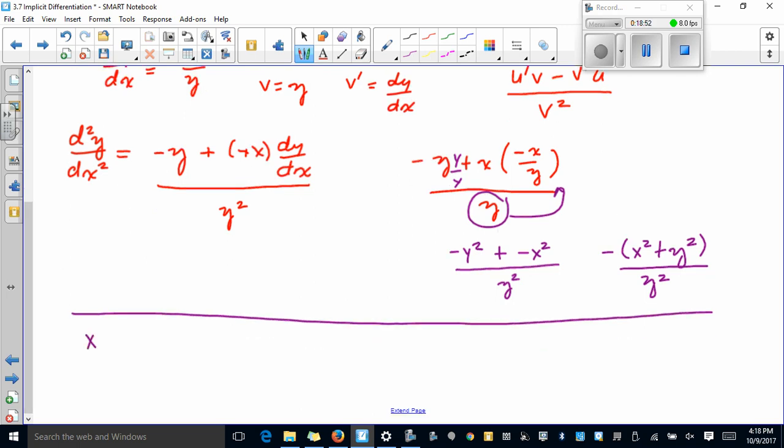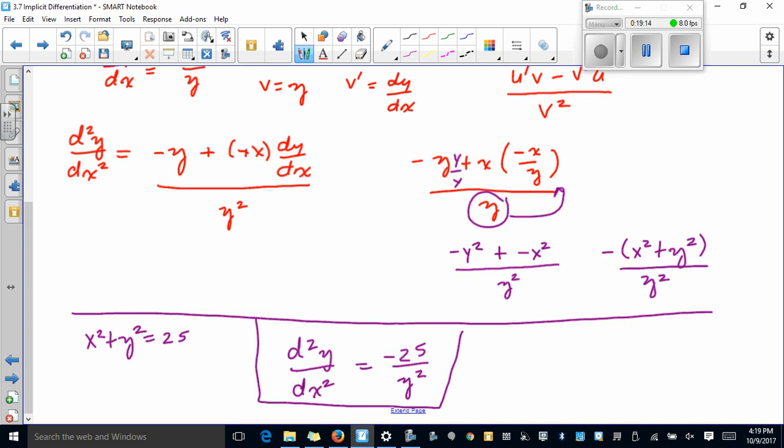So d2y dx squared is equal to negative 25 over y squared. Your third derivative, if you were asked to do a third derivative, would be a piece of cake because you lost one of your variables. Hence the reason why you would want to clean it up and not leave it like this or this, because you don't want to have to deal with more than you have to. Do a little algebra, clean it up, make it look nice, make it look pretty. Now they don't always clean up this nice. This was a nice one.